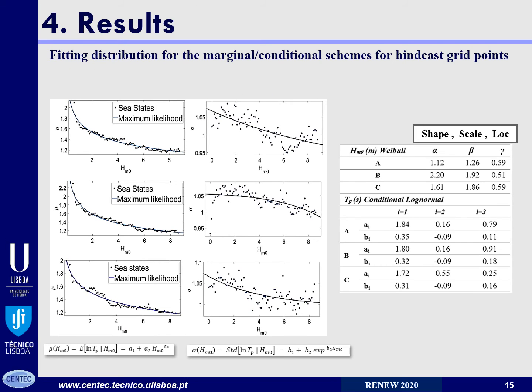The results section begins showing the fitting of the distribution for each point. In this figure we can see the hindcast conditional fit for the sea states considered. The parameters are estimated by maximum likelihood estimation, and in this table we can see the parameters considered for each of them.